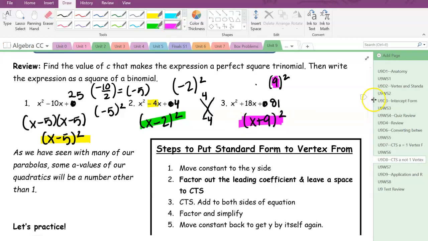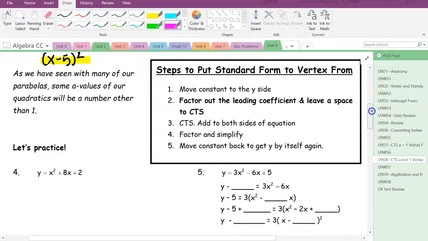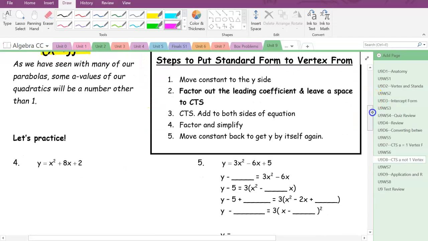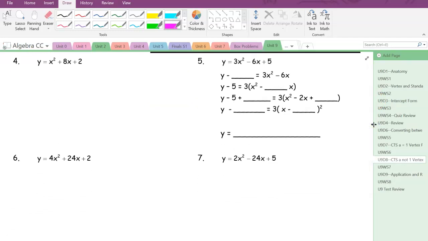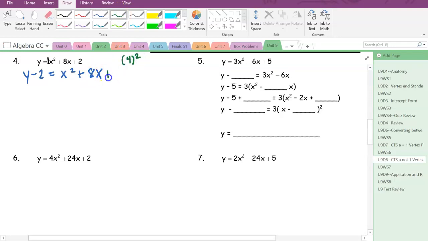All right, so before we get started on the new type of problem, let's practice our vertex form from yesterday when your a value is a 1. What we did yesterday was we started off by moving our constant over, so I'm going to subtract my 2 over. And then I'm going to use that complete the square step that we were just practicing. Take your b value, divide it by 2, and square it. That gives us a 16, which we are going to go ahead and make sure we add 16 to both sides.